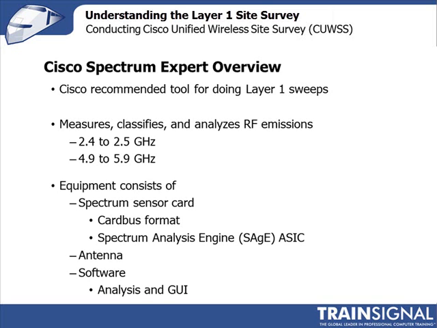Now, Cisco recommends using this tool for doing a Layer 1 sweep. And what do we mean by a Layer 1 sweep? That's basically a scan of the RF environment, looking for what we can hear that's operating in those bands. And you can see here that Cisco covers the entire 2.4 and then the 4.9 to 5.9 frequency bands.